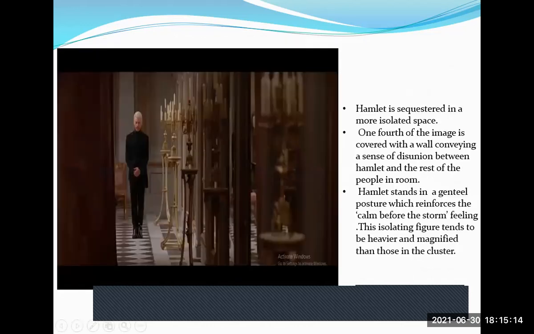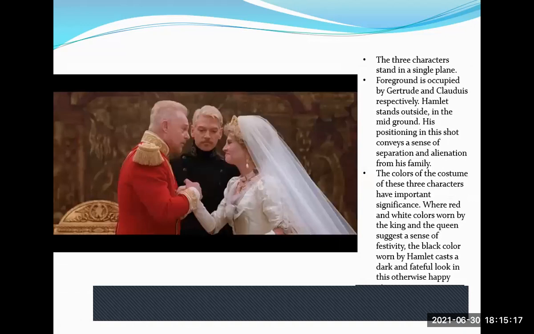Moving on in mise-en-scene. So I skipped this one. I'll take this one. In mise-en-scene, what you have in this image is divided into three parts. The three parts are background, foreground, and midground. So in this image, all the three characters are in the midground. The faces of the characters are in the midground. And all three taken together become the foreground as well. The three characters stand in this single plane.